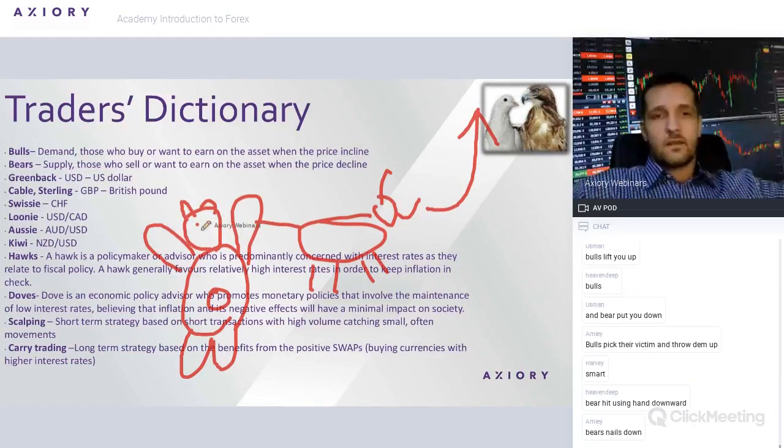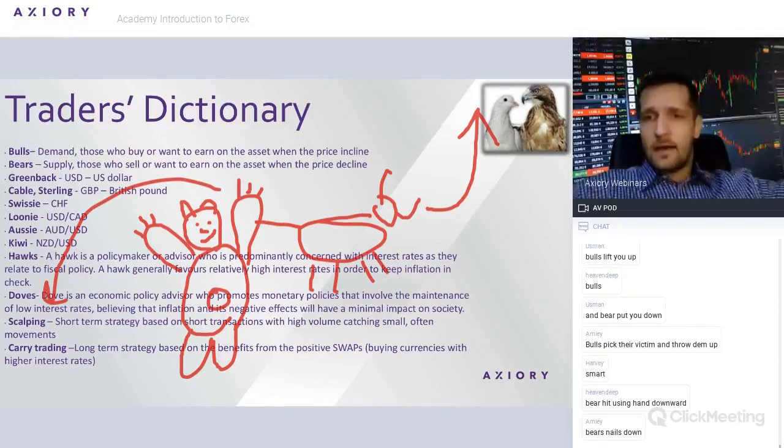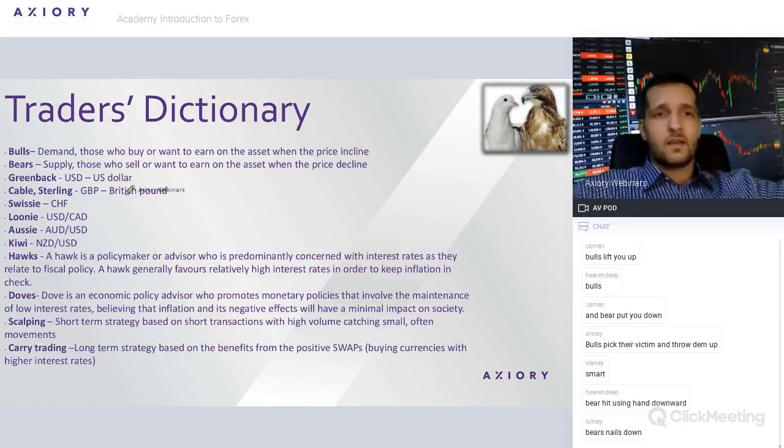This is a mild bear, but it attacks from the top with its claws to the bottom. That's why, bulls and bears. All right, let's go further.